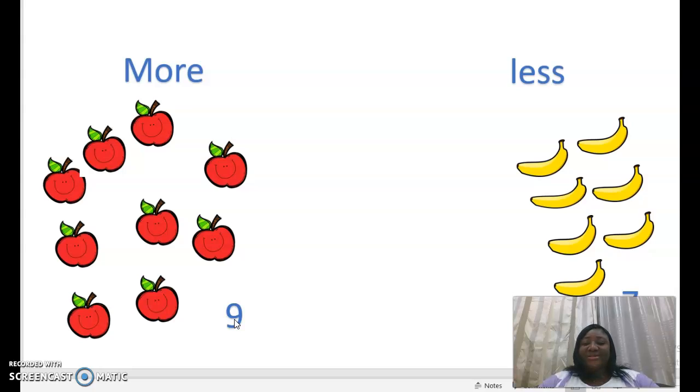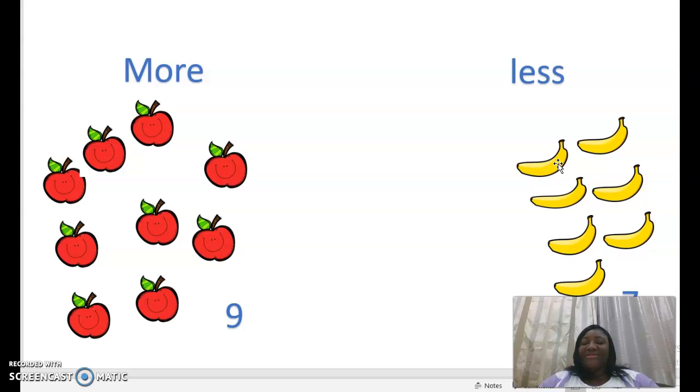Let's count our bananas. That's 1, 2, 3, 4, 5, 6, and 7. And at the bottom here, I've written the number 7. So my apples are more in number than my bananas.